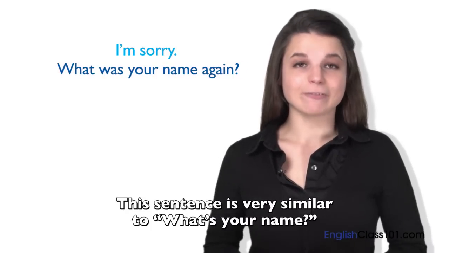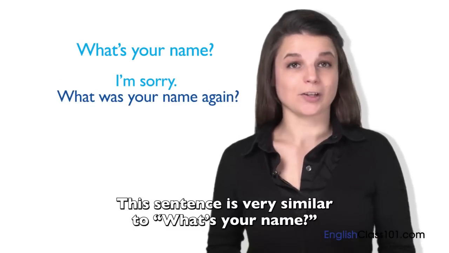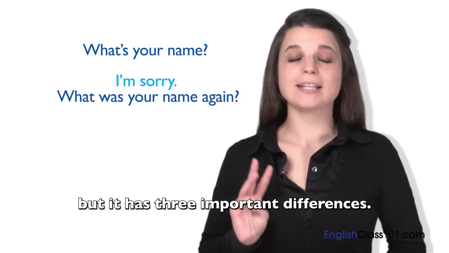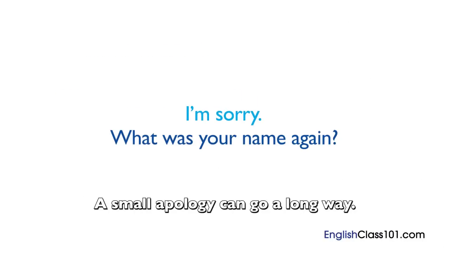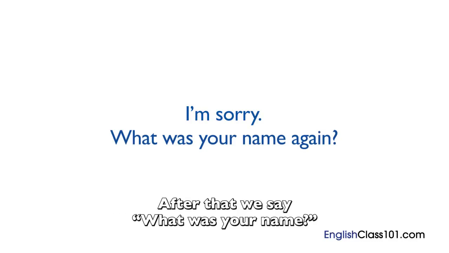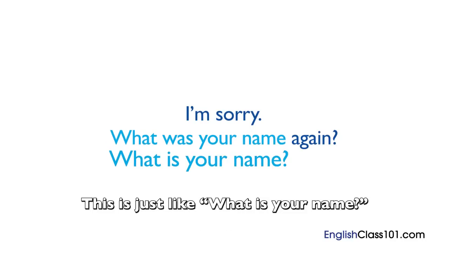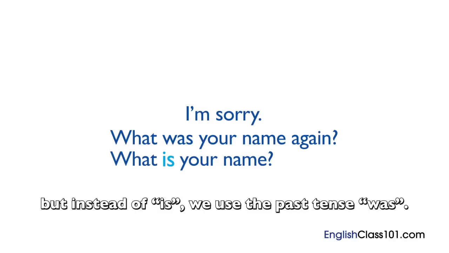This sentence is very similar to "What's your name?" but it has 3 important differences. First, we say, "I'm sorry." A small apology can go a long way. After that, we say, "What was your name?" This is just like, "What is your name?" But instead of is, we use the past tense was.